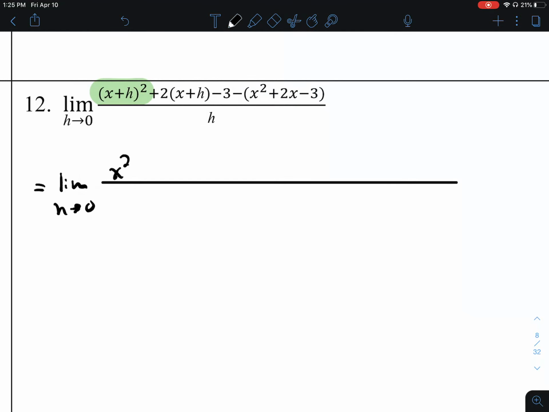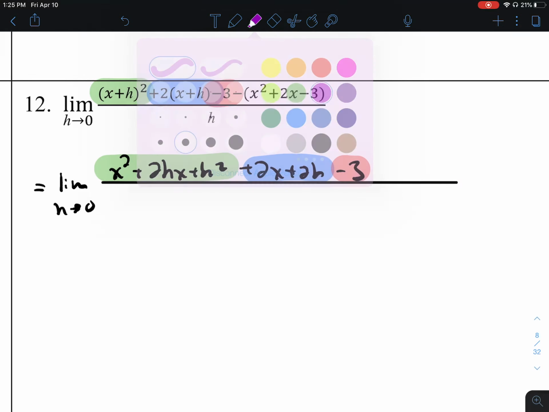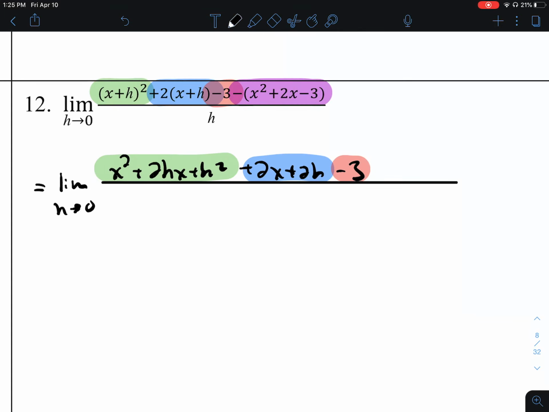The sum of x and h squared is x squared plus 2hx plus h squared. If we distribute the 2, we're going to get plus 2x plus 2h. And then we have a minus 3. And then we're going to distribute this minus to this parentheses and get a minus x squared minus 2x plus 3.